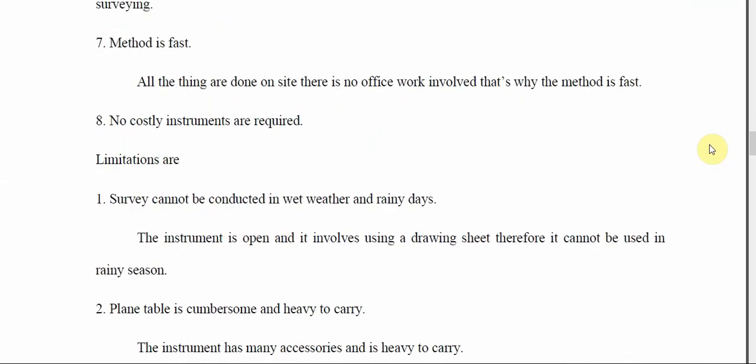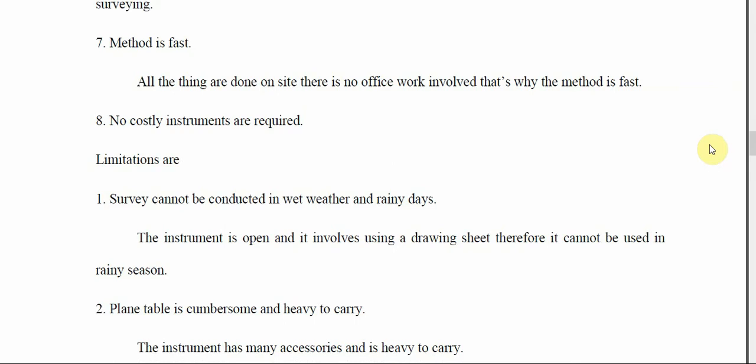Also, the method is fast because it does not involve any office work. Directly, we are coming on the site, plotting and taking measurements simultaneously. And the instruments are not costly. They're very cheap compared to other types of instruments that are used in surveying.